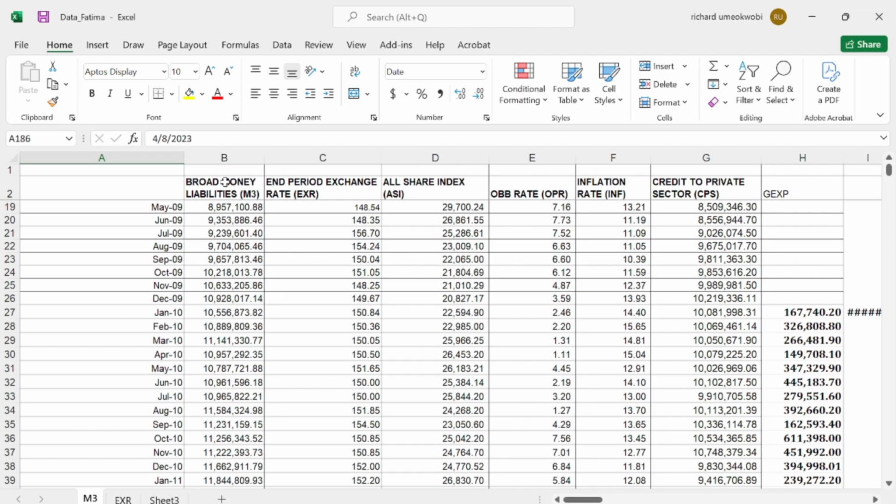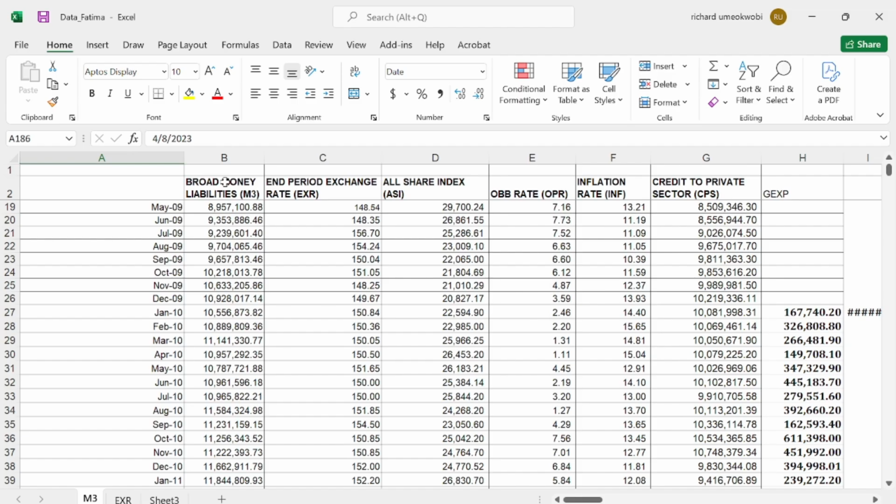And then we have the end-period exchange rates. We all know what exchange rates are: the amount of money your currency can purchase based on the other currency you're benchmarking against, and especially now the only currency we benchmark to is the US dollar. So this is relative to the US dollar. And I want to let you know that this is the nominal exchange rate. We have nominal exchange rates, and we have real exchange rates.